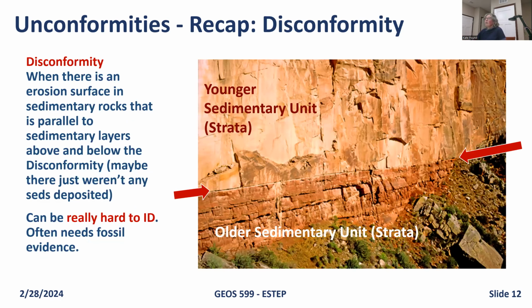And a disconformity. Now, as I've mentioned before, I believe, disconformities are very hard to identify. So here, down below this contact between older sedimentary strata and younger sedimentary strata, there is actually a whole bunch of time that is not represented by rock right here. And these can be hard to identify if one doesn't have fossil evidence, or any clear reason for there being anything other than just continuous sedimentation. So bear that in mind.